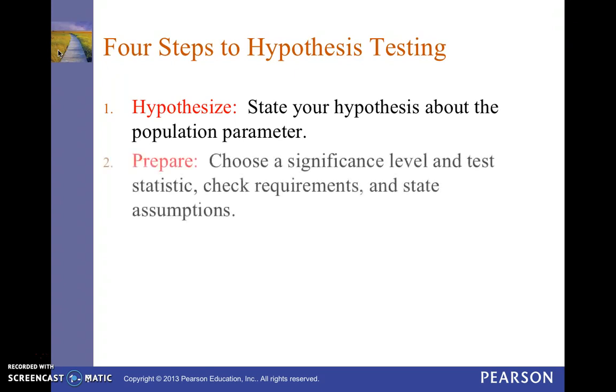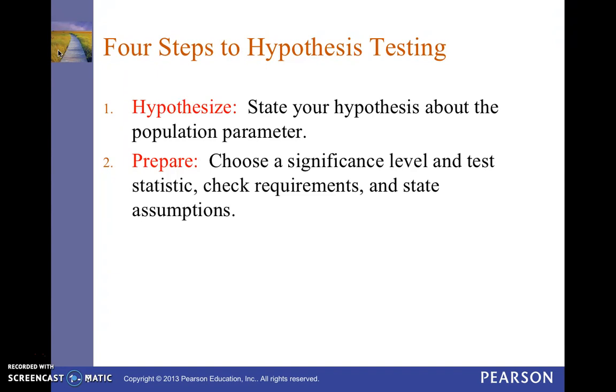Second step is prepare. In other words, choose a significance level and test statistic, right? You want to check requirements and state the assumptions that you're making. You'll see that all statistics have certain assumptions that are required to be met. So you'll want to be careful to pay attention to the assumptions of the statistic to make sure that you can run that statistic with some degree of confidence. But remember this idea of significance level. It's usually going to be 0.05 unless you have a good reason for changing it.